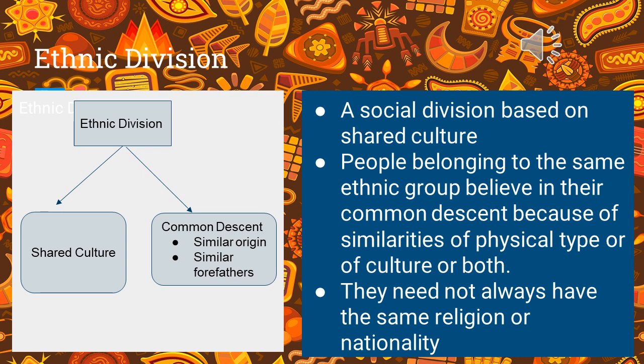So when we say division in the society, which is ethnic division, it is based on two keywords that you need to keep in mind. One is shared culture and the other one is common descent. Descent means origin. So it is like similar origin or similar forefathers. Ethnic division has these two keywords: one is shared culture, another one is common descent.